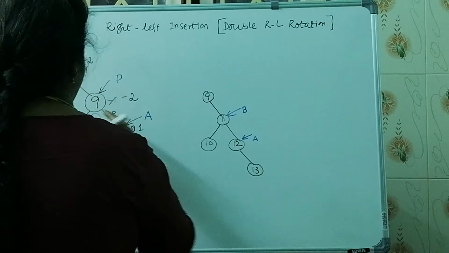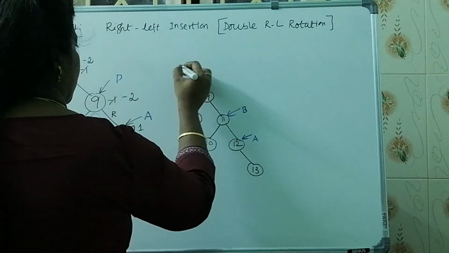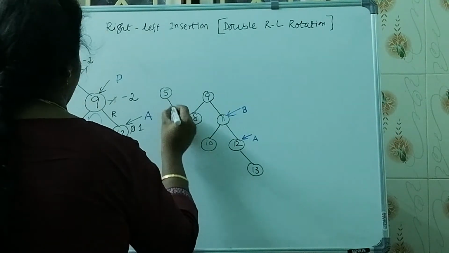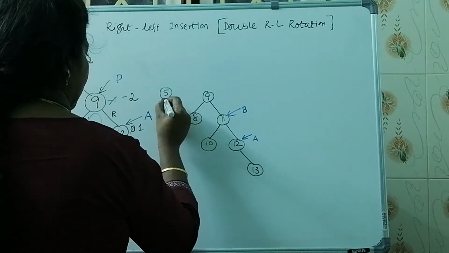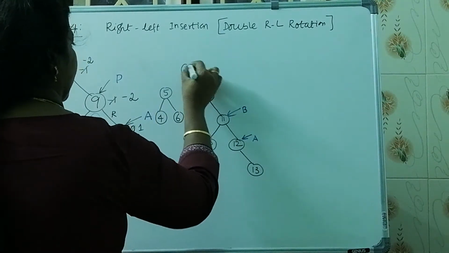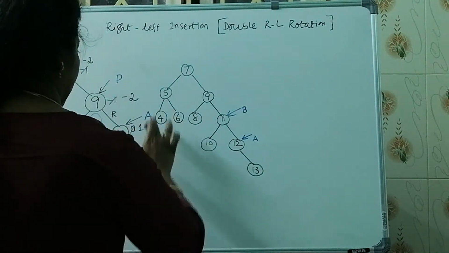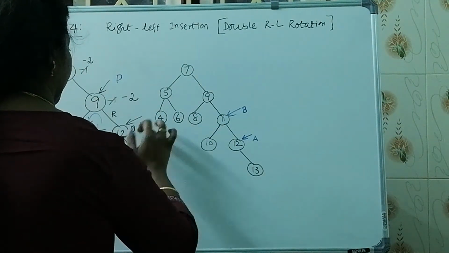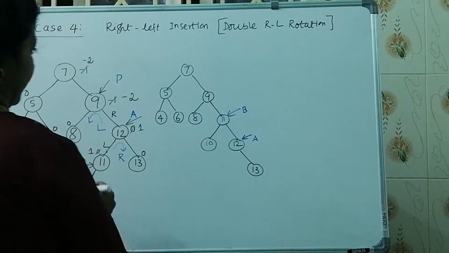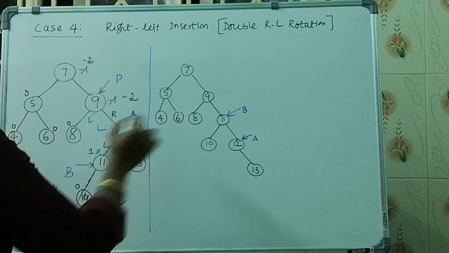So let us copy everything as such. Now node 7, let me fill 5 here and then 6 here and then 4 here. Okay, node 7 is here. Okay, now let me take a gap. Let me write this node as A. Okay, so this is after step 1.